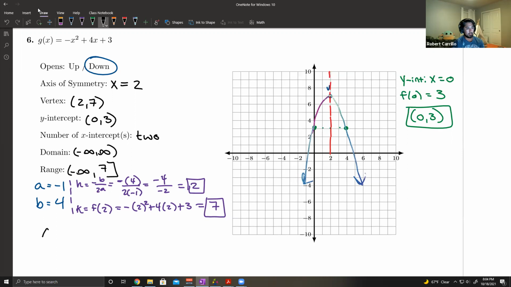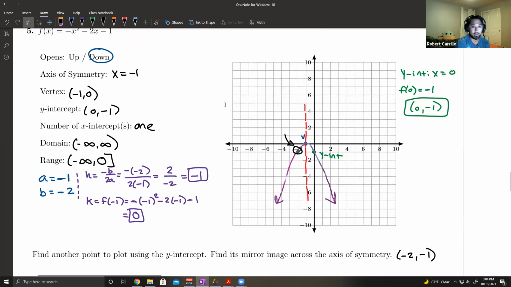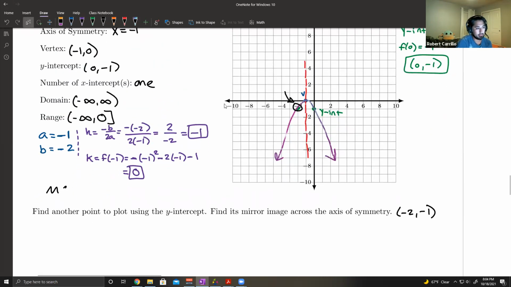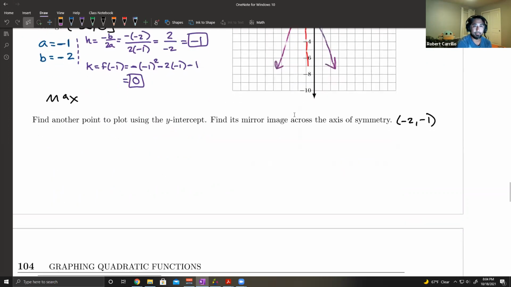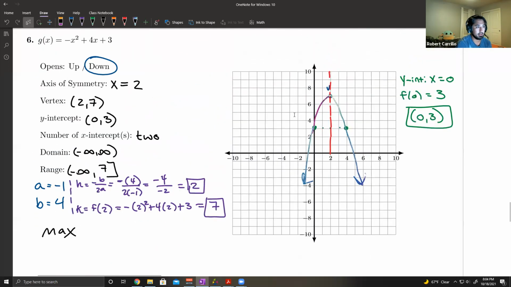And this would be a maximum. Oh yeah, the one above was a what, minimum? Or no, that was a max too. Okay, sweet. Everybody good with that one? Okay, cool.